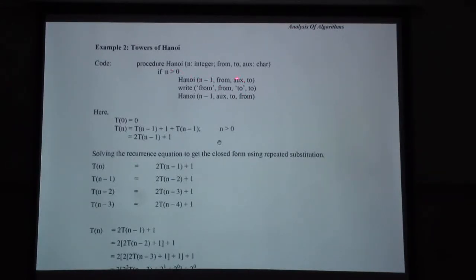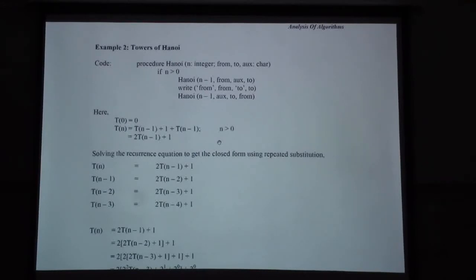But that's a recursive call. That's going to be 2 from to aux. And that means I'm going to now move what? 2 from the from to the 2. So it's going to recurse and it's going to ultimately solve the problem. Okay, so this is the code for Towers of Hanoi. Let's analyze this code. What exactly are we doing?